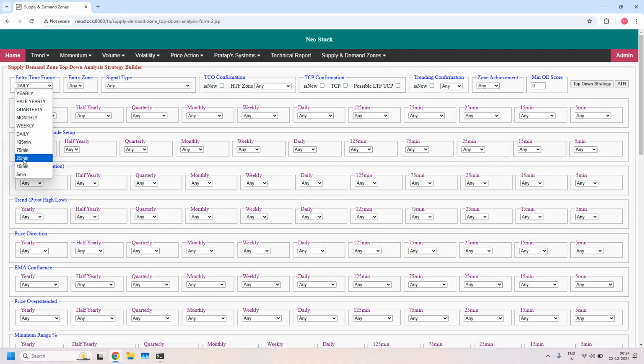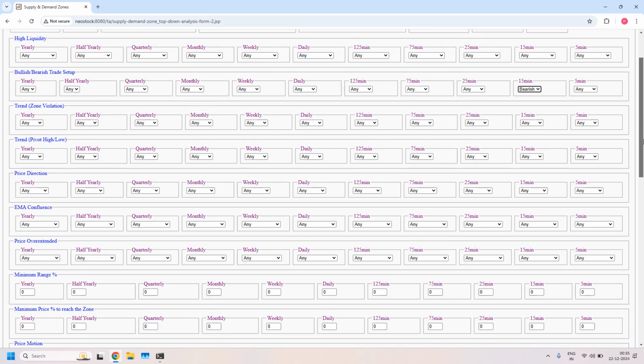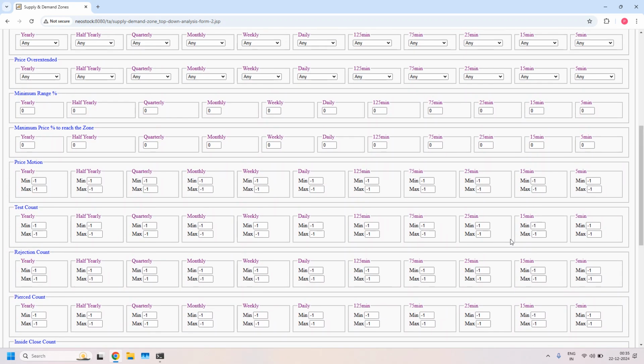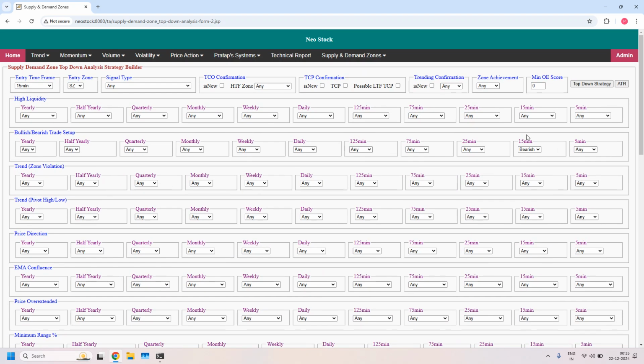Entry time frame is 15 minutes. Entry zone is supply zone. In bullish or bearish trade setup at 15 minutes time frame, I am selecting bearish. These 15 minute supply zones should not be pierced. So in the pierced count at 15 minutes time frame, I am setting minimum value 0, maximum value 0. Zone achievement violated opposing zone. Minimum odd enhancer score 12. All 3 filters are applied to 15 minute supply zone.